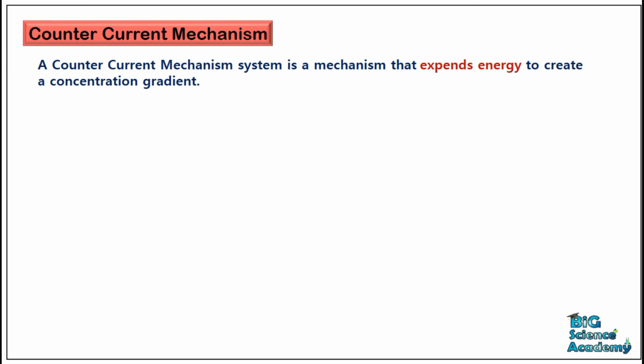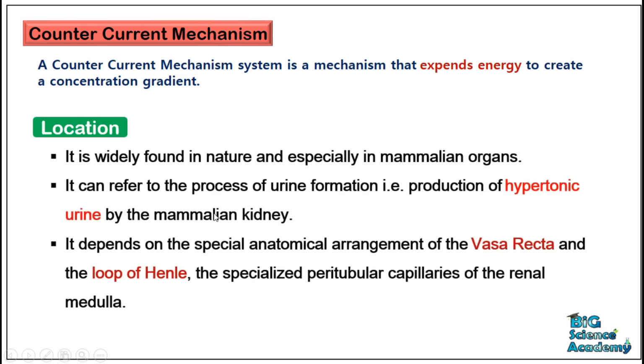It is a system that expends energy to create a concentration gradient, and it is widely found in nature and especially in mammalian organs. It can refer to the process of urine formation, that is the production of the hypertonic urine by the mammalian kidney, and it depends on the special anatomical arrangement of the vasa recta and the loop of Henle, the specialized peritubular capillaries of the renal medulla.